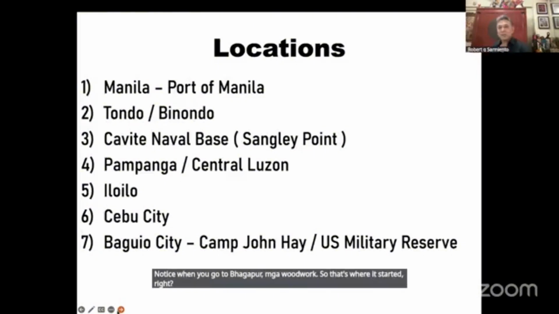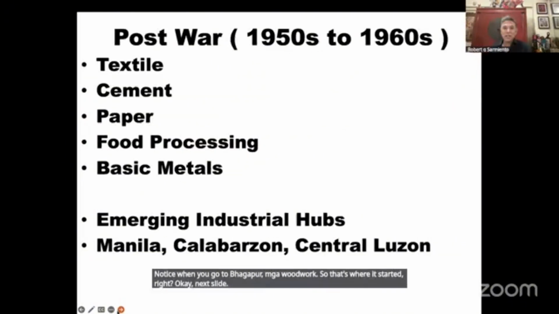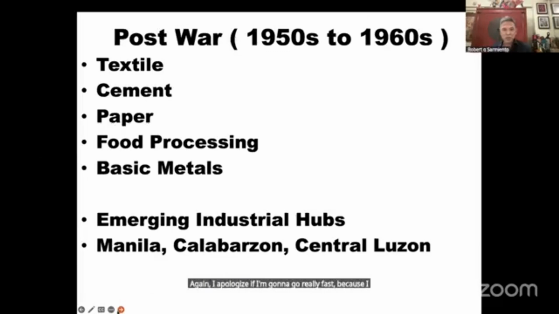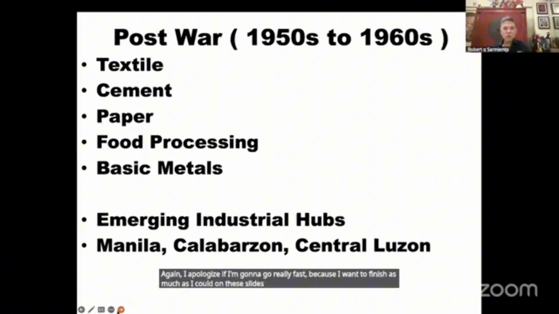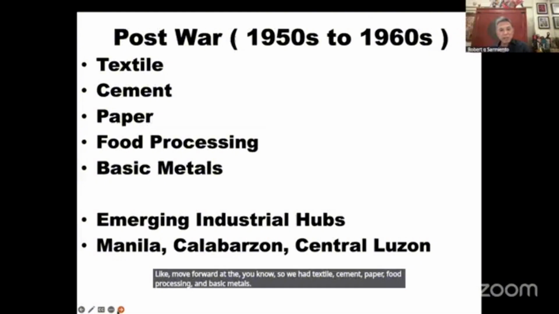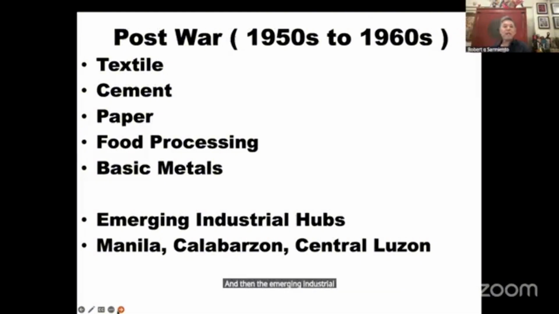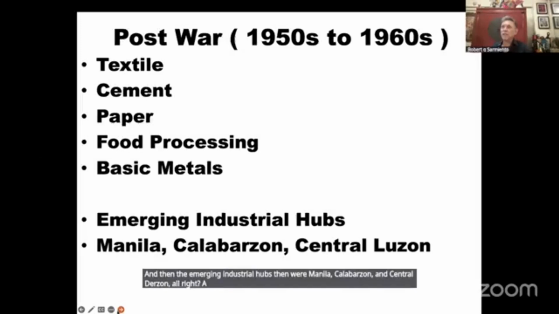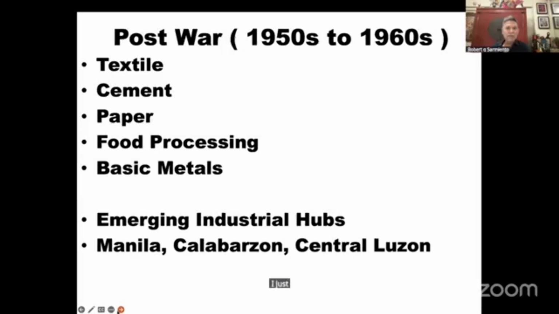Okay, next slide. Again, I apologize if I'm going to go really fast because I want to finish as much as I could on these slides. So during the post-war 50s and 60s, nag-move forward na tayo. So we had textile, cement, paper, food processing, and basic metals. And then the emerging industrial hubs then were Manila, Calabarzon, and Central Luzon. I remember vaguely, but I just remember that Cavite was spearheading the growth towards the south then. Next slide.